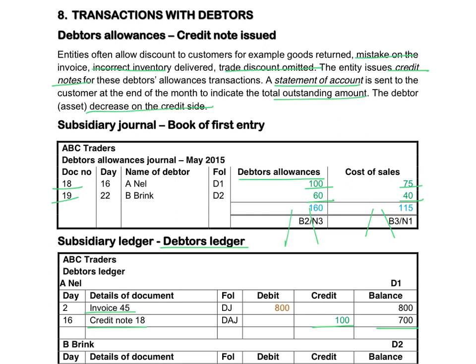The same with Brink. We did the entry in the previous lesson where we showed that we sold goods to him for 600 Rand. He returned goods, so we have to show the name of the source document and the number, and we credit his account to reduce his account, and now he will owe 540 Rand.